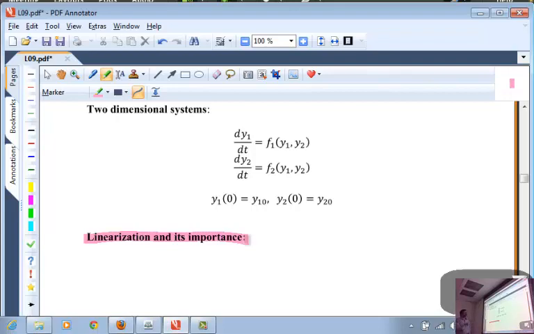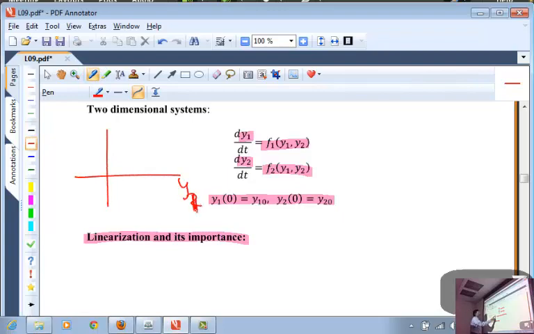Here I'm going to start with a two-dimensional system. There are two state variables, y1 and y2, two functions f1 and f2, and these are the initial conditions. If I ask how many solutions are possible in this two-dimensional space, y1, y2, I cannot answer that question beforehand. There is no theory today in mathematics that will tell you how many equilibrium points there are for that particular set of equations.